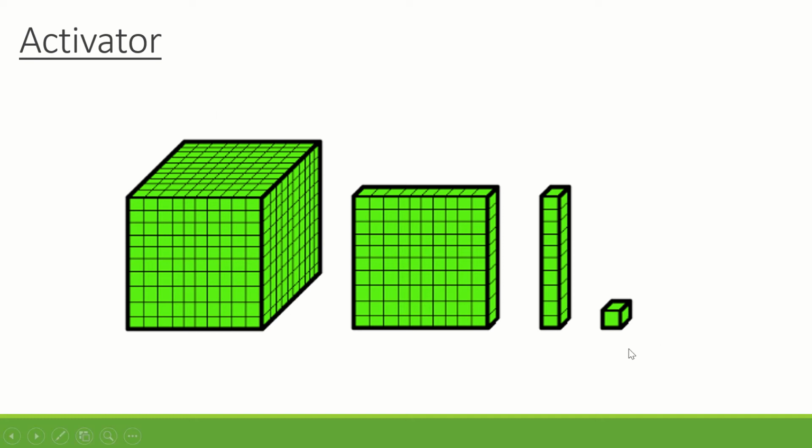I first want to start out by noting just what each of these blocks is referred to as, what their names are. We have a unit. This is a unit. Here we have a rod. Here we have a flat. And here we have a cube. I also want to note that a unit can be used to represent the whole number 1. A rod can be used to represent the whole number 10. A flat can be used to represent the whole number 100. And a cube can be used to represent the whole number 1000.